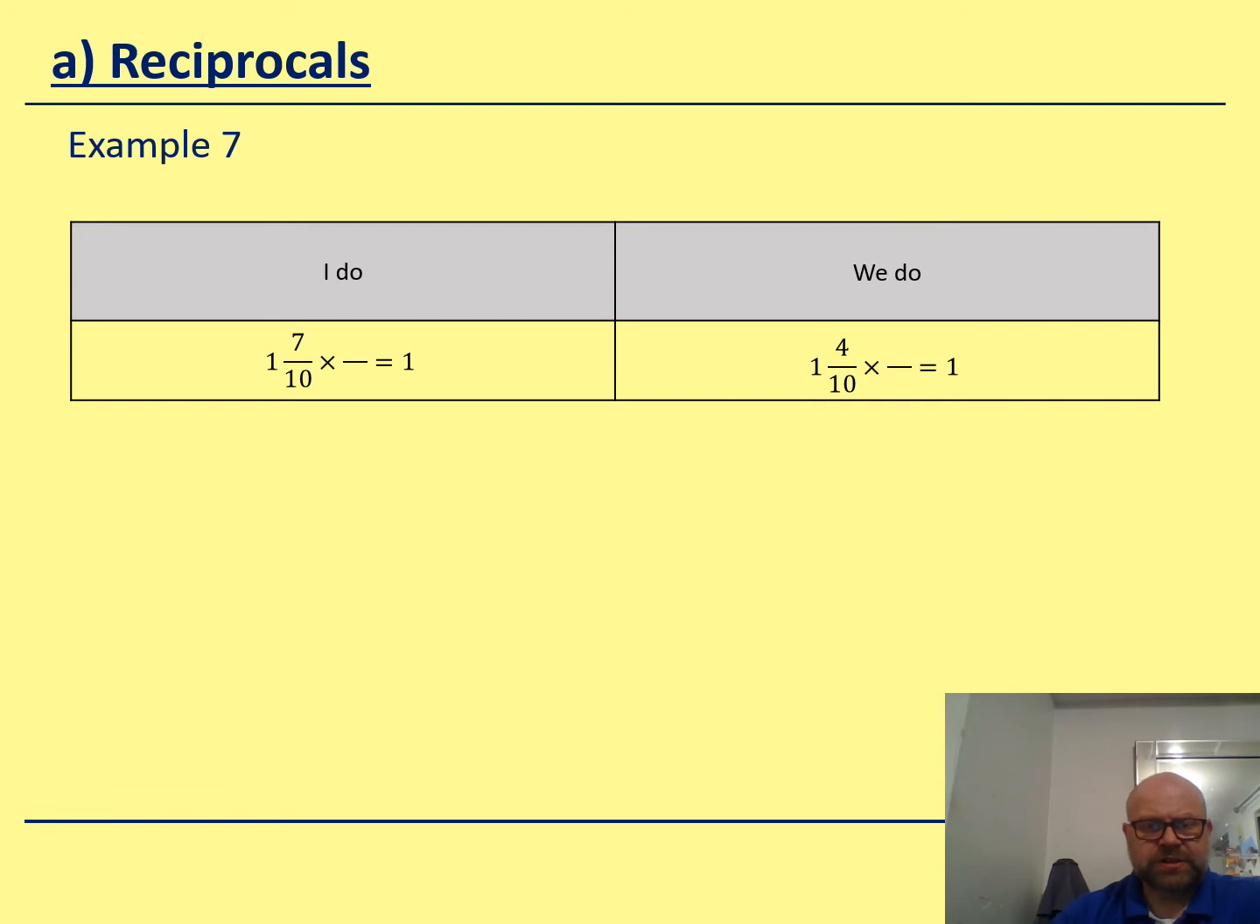What fraction do I have to multiply 1 7/10 by to get 1? Well, again, I'm going to have to turn this into an improper fraction. It's too messy to do it without doing it. 10 times 1 is 10. Add 7 is 17. So it's 17 over 10. So the inverse of 17 over 10 is 10 over 17. You have a go at that one. You should have got 10 over 17.